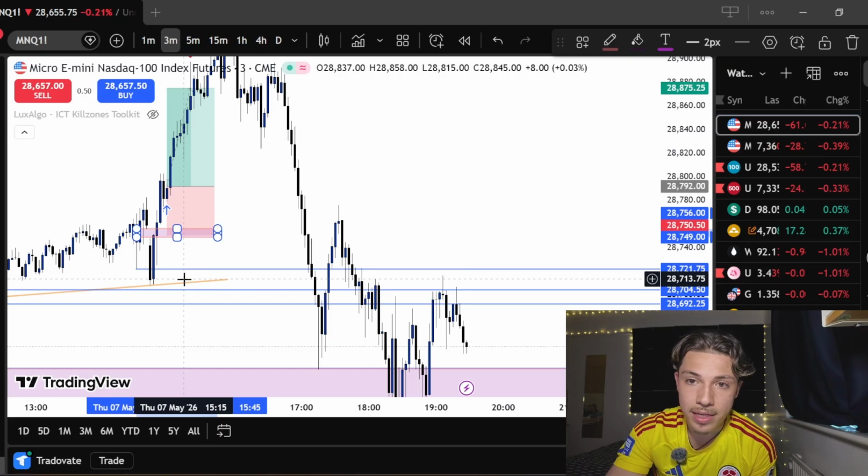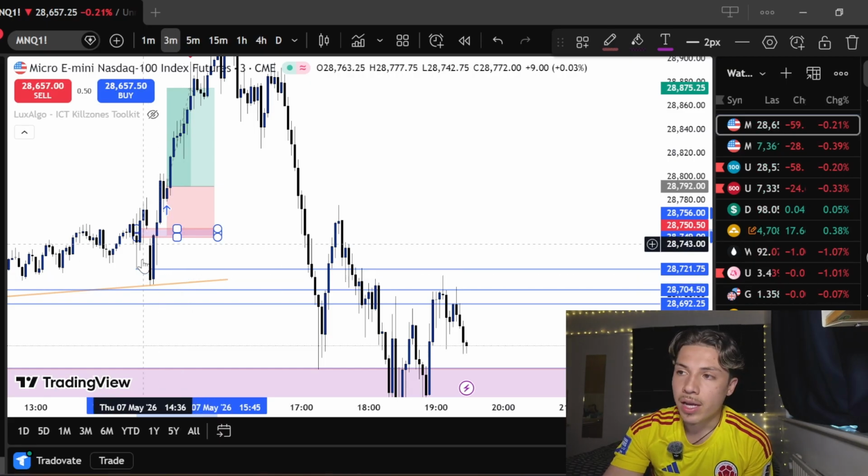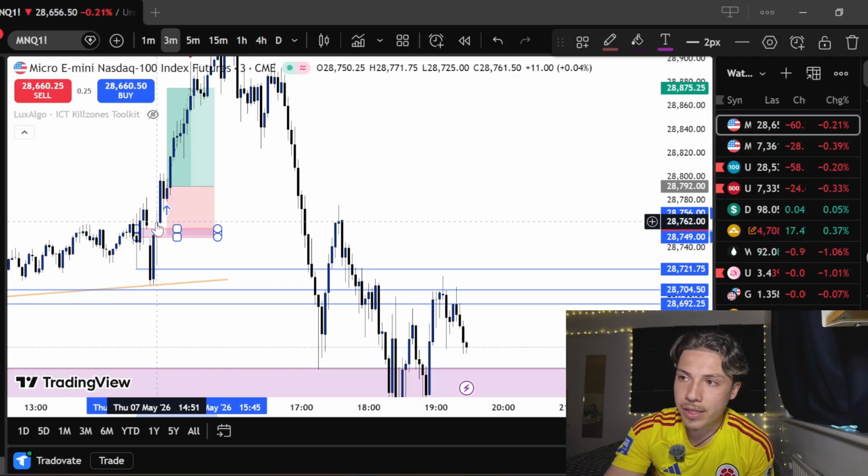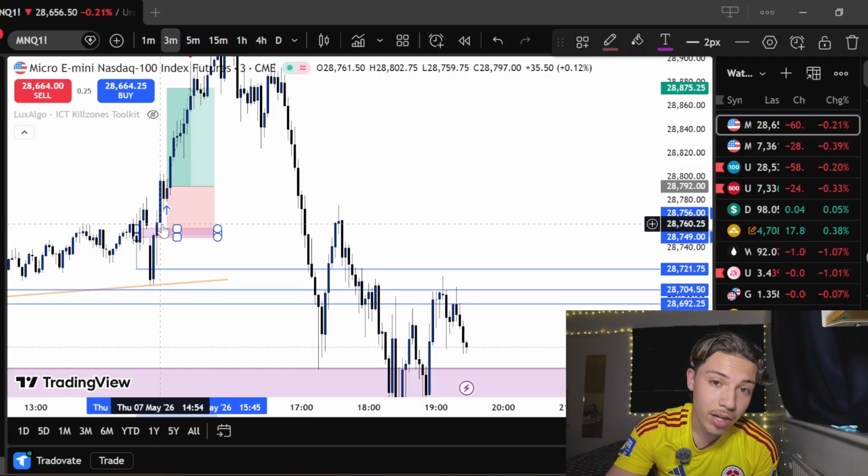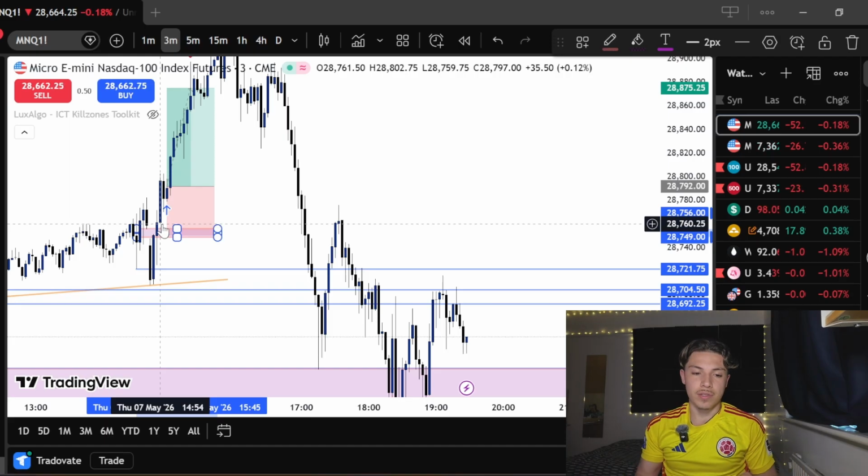Now, what I wanted to see to confirm that we were going to the upside is an inverse fair value gap. And yeah, we got this lovely inverse fair value gap on the 1-minute time frame. Now, I could have entered there. I could have, there was a good setup. That was an inverse fair value gap.